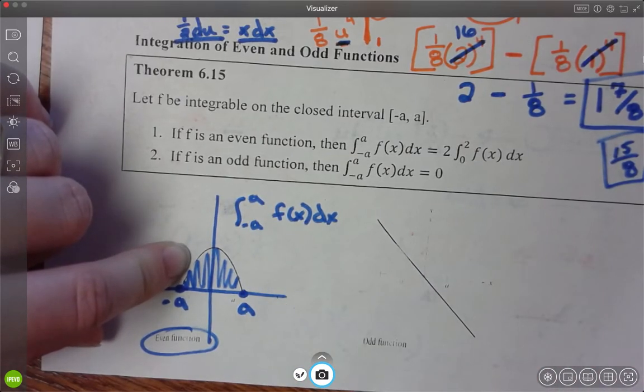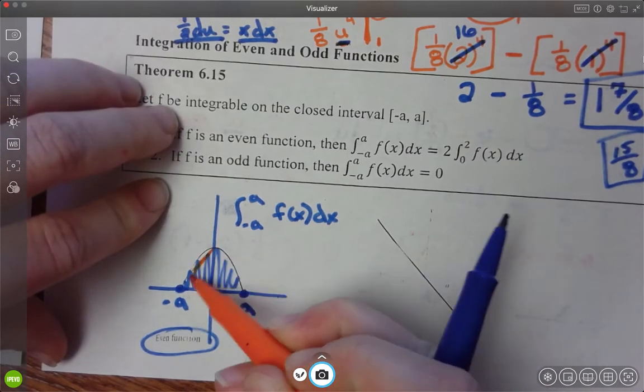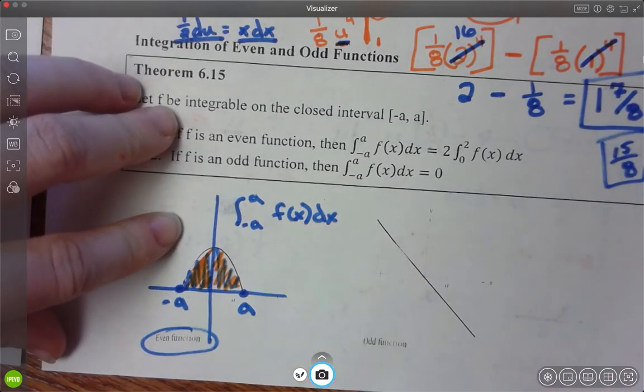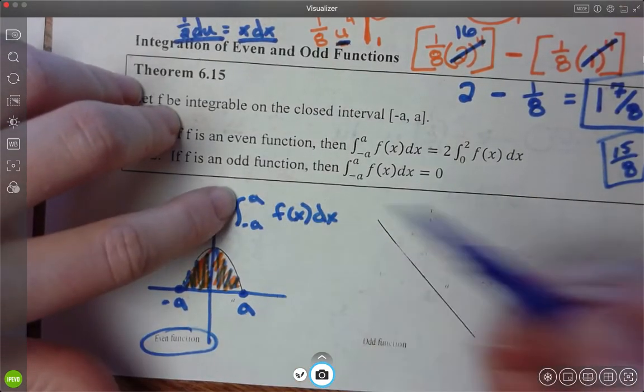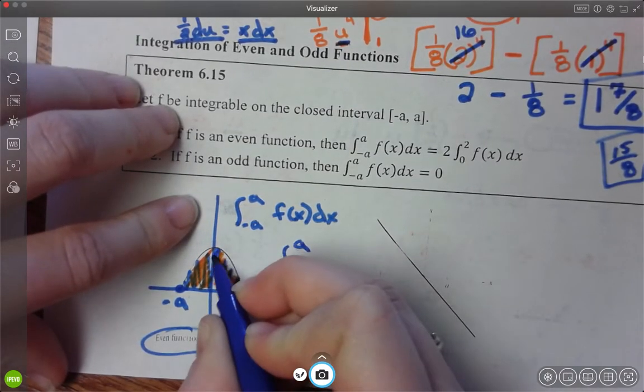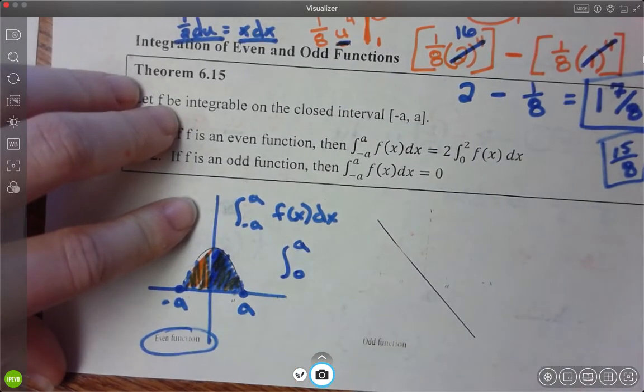Okay, if it is an even function, like this parabola is, this is like the equation of some negative x squared function, and you're going from -a to +a. Okay, notice that this half is going to be the same size as this half. So rather than going from -a to +a, I'm going to make my life easier, and I'm only going to go from 0 to a.